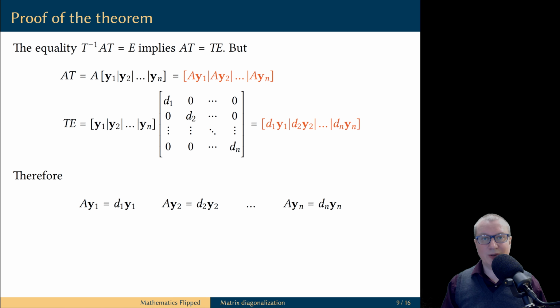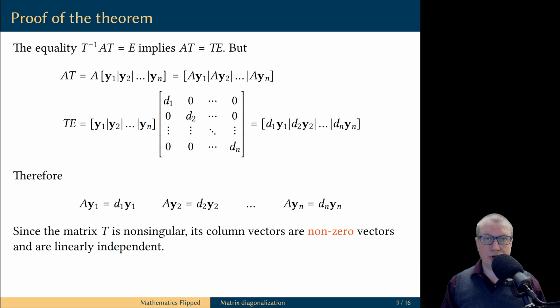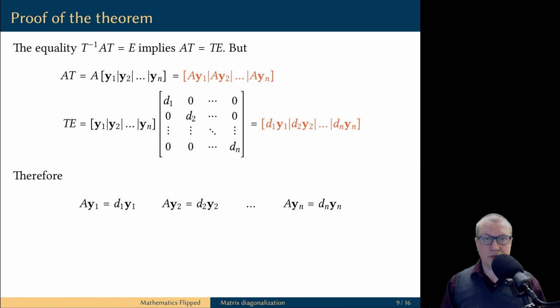Do you see what these equalities say? Do you agree that they say that the vectors y1, y2, and so on are the eigenvectors of the matrix A, and they correspond to the eigenvalues d1, d2, up to dn? Actually, not quite. Do you see what we're still missing? To qualify for an eigenvector, the vector must be a non-zero vector. So we need to check that all the vectors y1, y2, and so on are non-zero vectors.